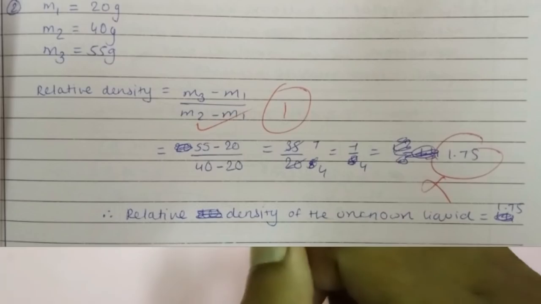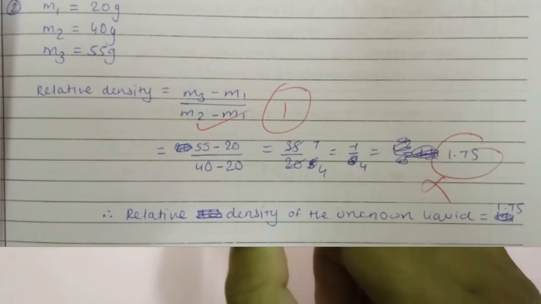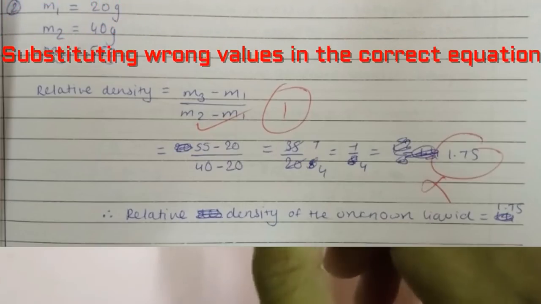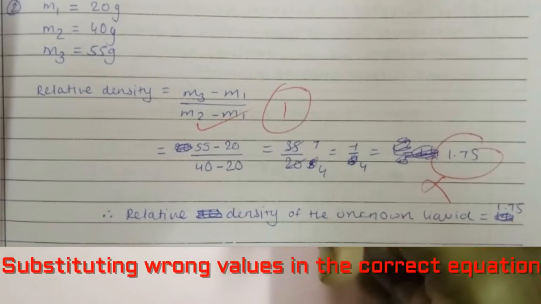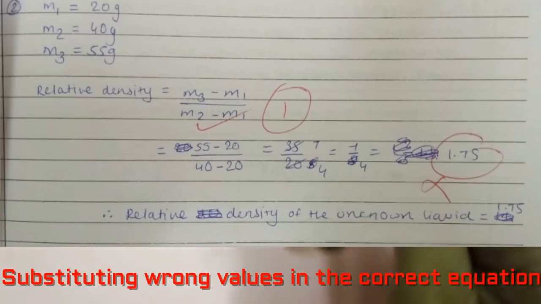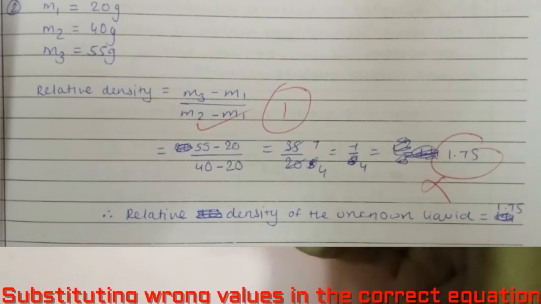Here is another good work done by a student. Neat and clean work, all things properly mentioned, formula properly mentioned, but look at the last error in the formula. Instead of M3 minus M1, the student has written M2 minus M1 on the top, and 7 by 4 was not the answer, it was 4 by 7, and very hastily the student has made a mistake.